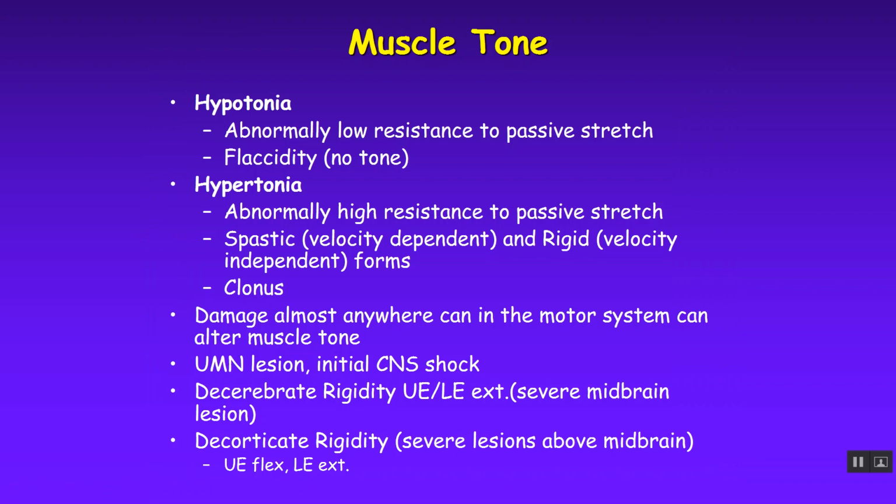Muscle tone. You guys know about muscle tone. We can have too much or too little. Too much is hypertonia. Well, let's start with too little. Hypotonia is too little: abnormally low resistance to passive stretch. So the way you feel this is you tell somebody, relax, give me your leg. Don't help me. And you just feel how much passive resistance you get.